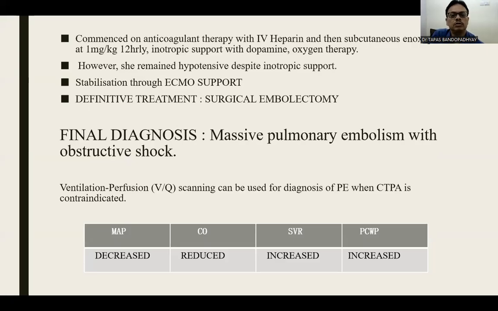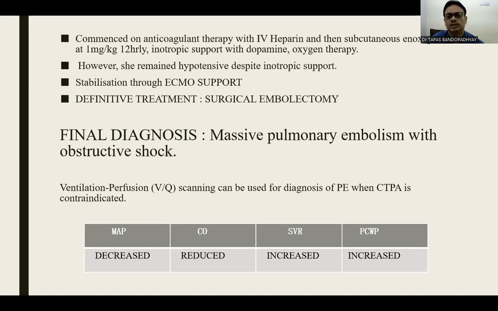Now, this patient was commenced on anticoagulant therapy with intravenous heparin and then subcutaneous enoxaparin subsequently, and inotropic support with dopamine, oxygen therapy. However, she remained hypotensive despite inotropic support. So stabilization was done through ECMO support, and definitive treatment by surgical embolectomy was done.